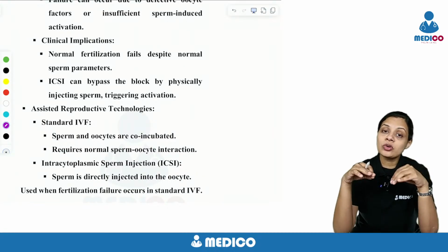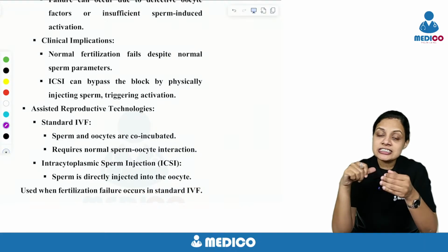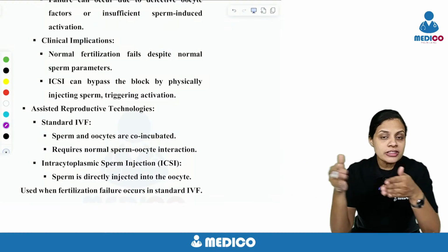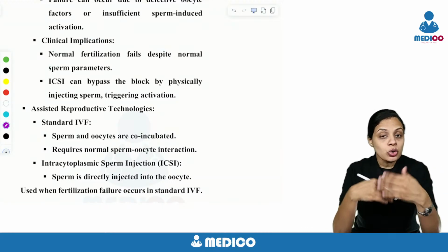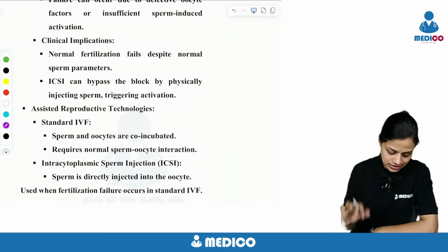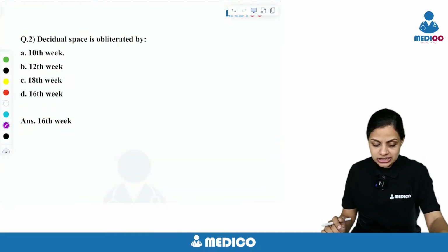But what is being done in ICSI? In ICSI, a sperm is injected directly into the cytoplasm of the oocyte. So that means all these steps can be bypassed. So if ICSI is being done, then it can result in the formation of a successful oocyte. Okay. So moving on to the next question.